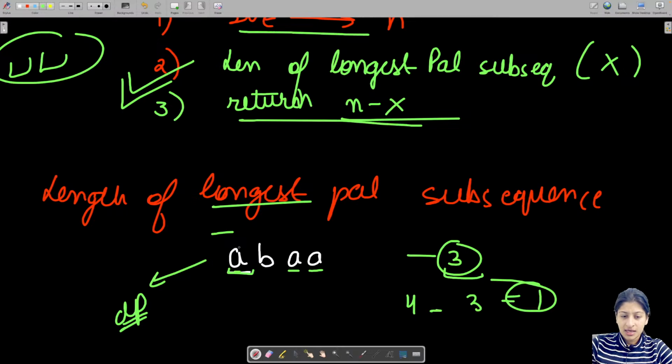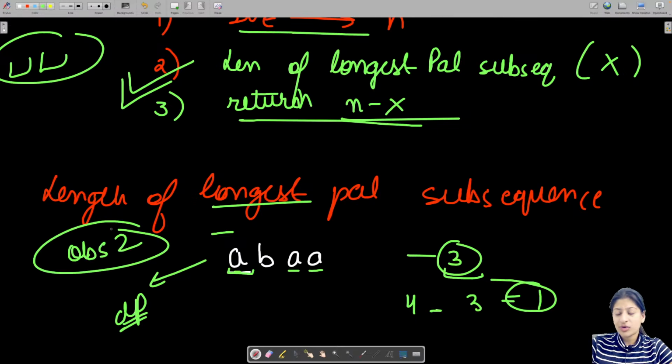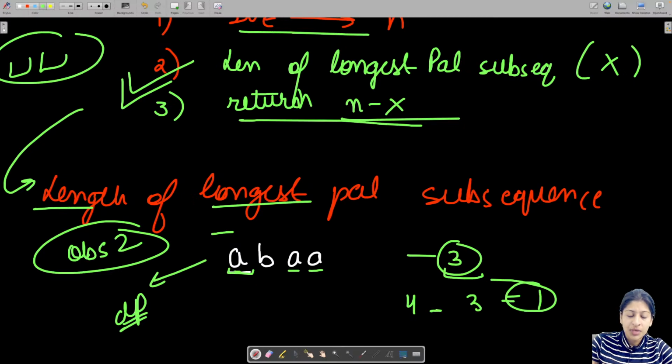See guys, if I reverse this string, it's another observation, observation number 2 for this question. Why has this question been labeled as hard? Just because of very good observations that lead you towards a solution. So now when the question comes down to this, there is one more observation to do it in an efficient way. If I reverse my string and write here, what will it become? It will become A, A, B, A.